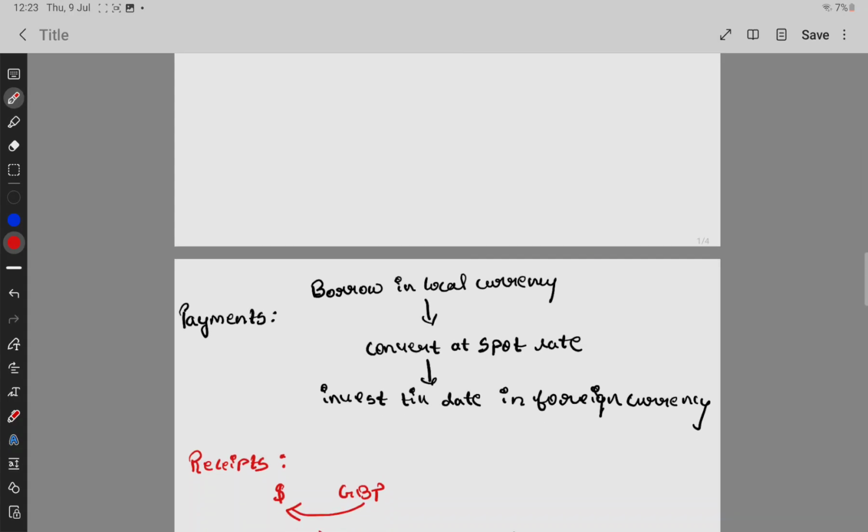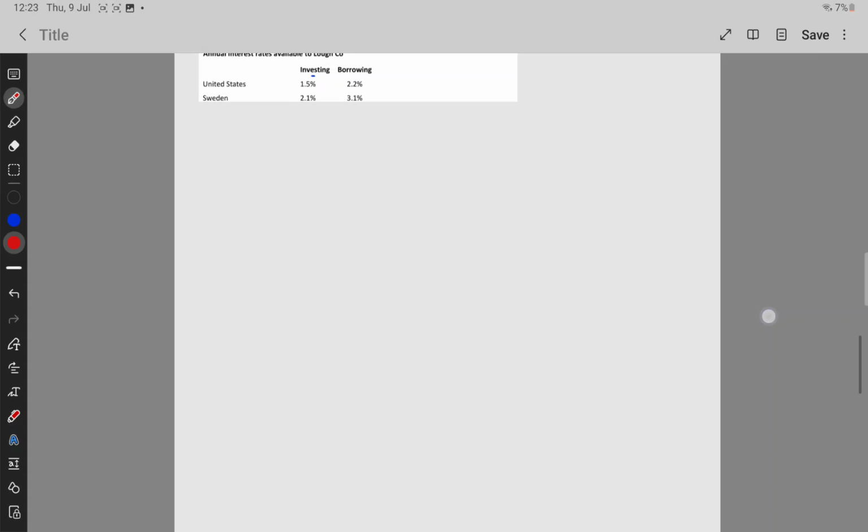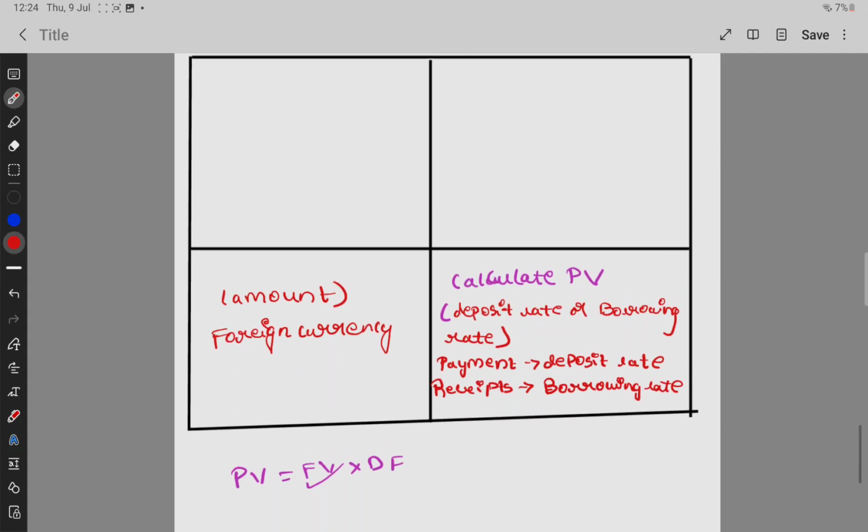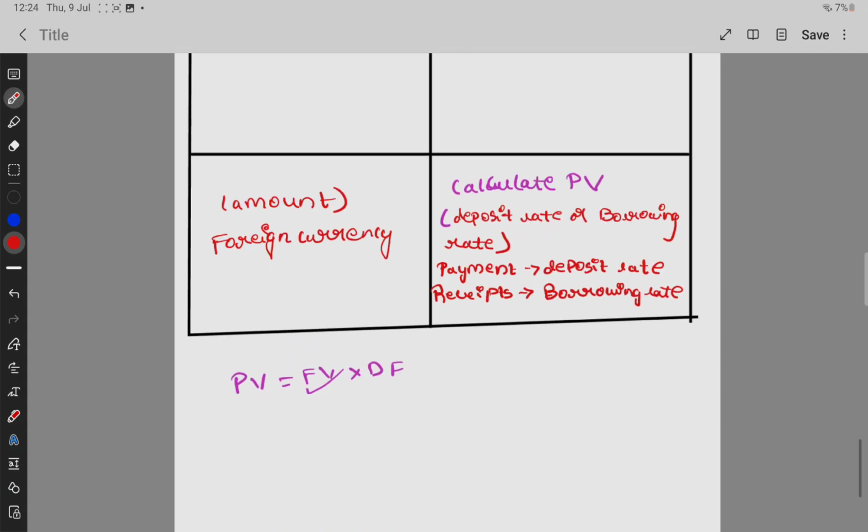What are you doing in receipts? First you are borrowing the foreign currency. So what to do with the rate, discount factor? Which rate do you have to use in the receipts? It's the borrowing rate. Sorted. Very easy, very simple. Here most of the students make a mistake in the pro rata basis.